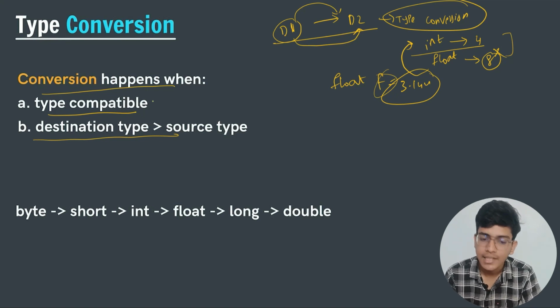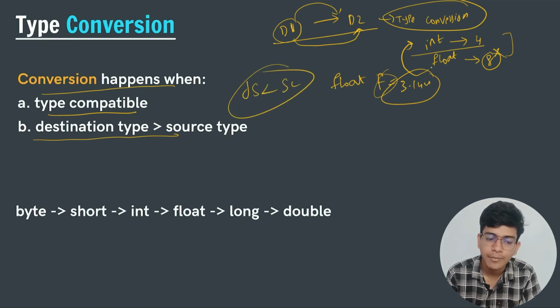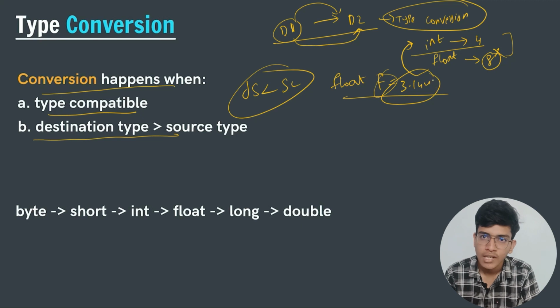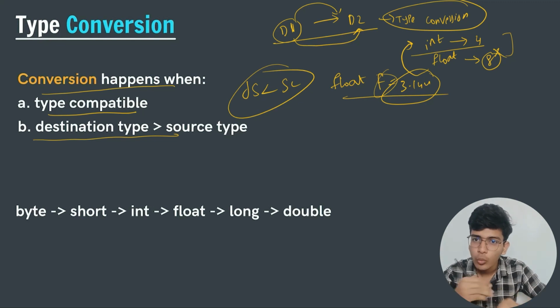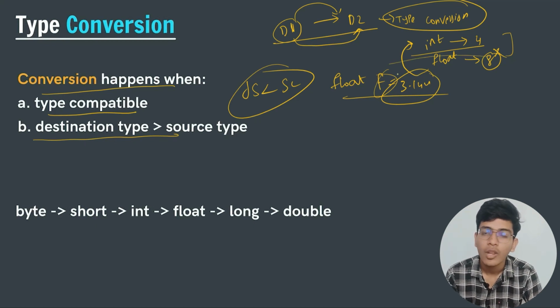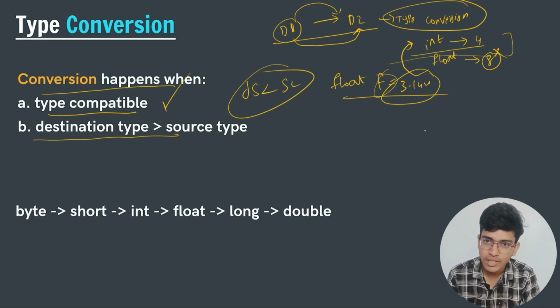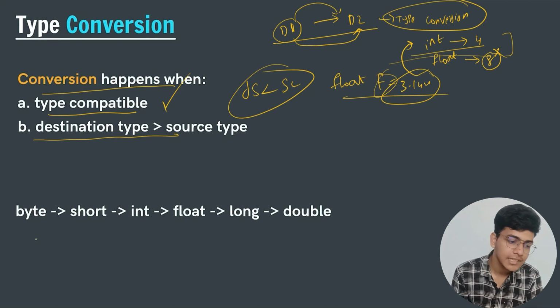The destination size is less than our source size. Here the source is float and the destination is integer, right? So when this conversion happens, some data loss will occur. Integer can't hold 3.144 because of its size. So this is the first meaning, compatible. Now the second is size: the destination type should be greater than the source, and this is the flow chart.